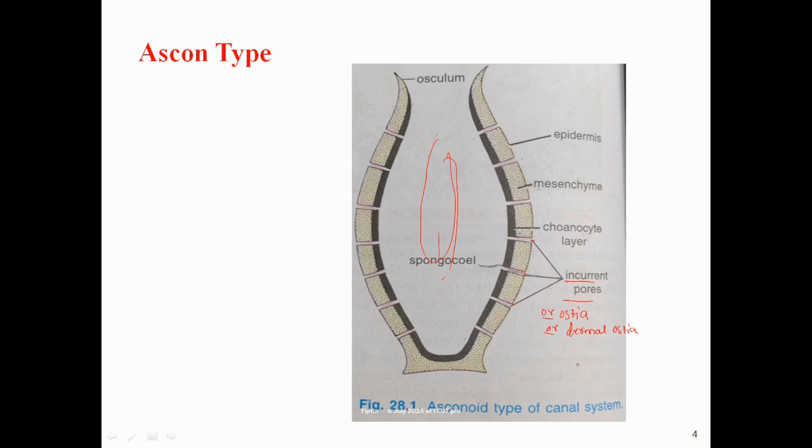Incurrent pores are also called the ostia or dermal ostia. Through these incurrent pores, the water will enter into the sponge body, and from here the water will enter the spongocoel. From the spongocoel, the water will exit from the body through a narrow opening called the osculum. Here the spongocoel is lined by collar cells, which are flagellated. These are collar cells, also called choanocyte cells. This is about the Ascon type of water canal system.